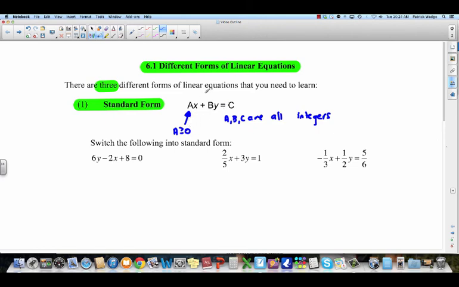Alright, so I'll just write a few of them here. It could be something like 4x plus 2y equals 8, or x minus 3y equals negative 7, or 9x plus 12y equals 32. Do you see in all these cases, the number in front of the x, the coefficient in front of the x, is always positive: 4, 1, and 9. And all the numbers are integers. There's no fractions, there's no decimals. Okay, that's the goal of standard form.